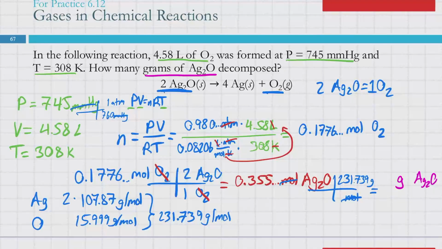So we multiply our molar mass and our moles. And we must have had 82.3 grams of silver oxide, at least. Any questions about that?